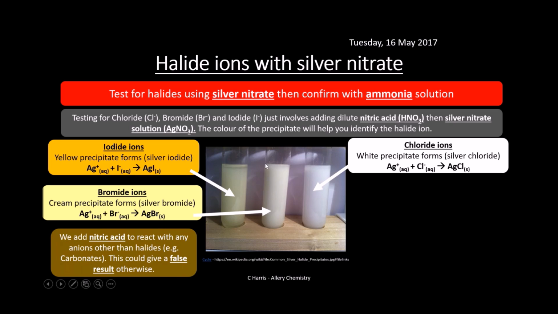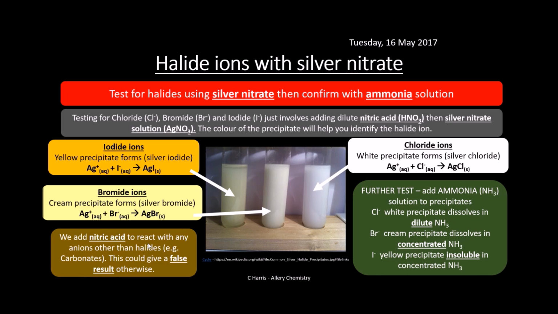Now, that nitric acid I was talking about, we add that before we add our silver nitrate because the nitric acid actually mops up any carbonates that are present in the water. Remember, with this silver nitrate solution, the silver can react with the carbonate and form a precipitate. That would give you the impression that you've got a chloride ion, and actually you don't, because the silver has reacted with carbonate ions and given a false positive. So we just add the nitric acid to remove these carbonates so they don't get in the way.